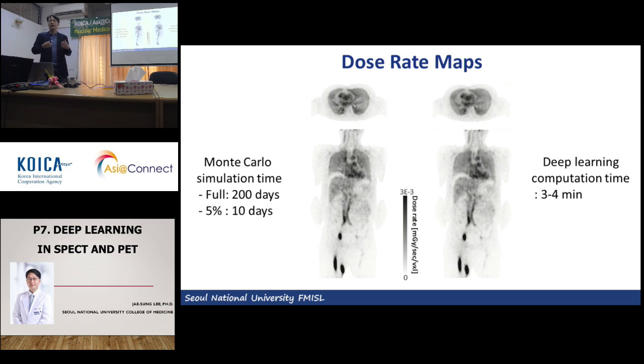Or we can use Monte Carlo simulation for the image reconstruction of some radioisotopes that produce both beta rays and gamma rays. So if we can replace those time-consuming but very accurate jobs by using deep learning, I think that it will be quite useful.